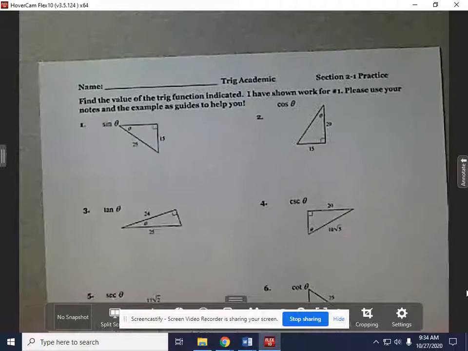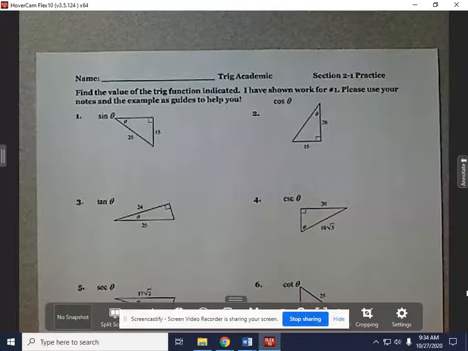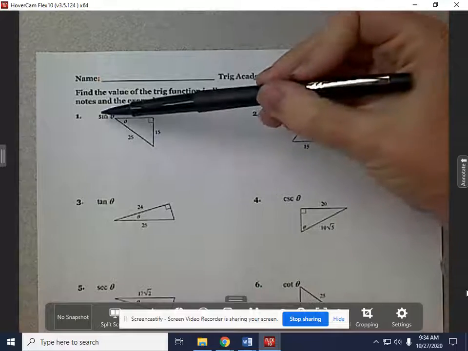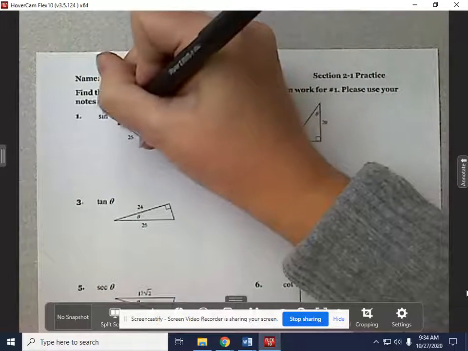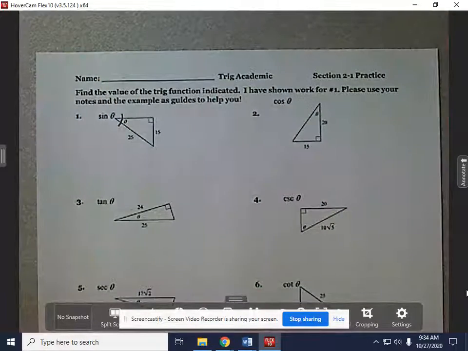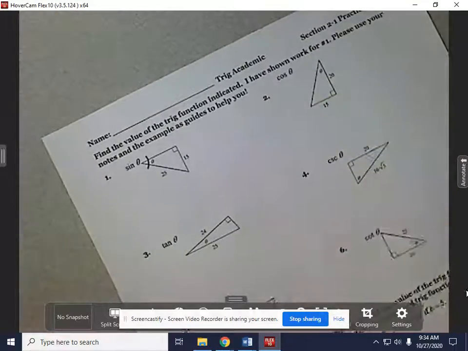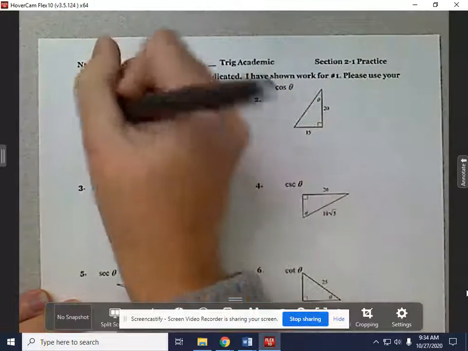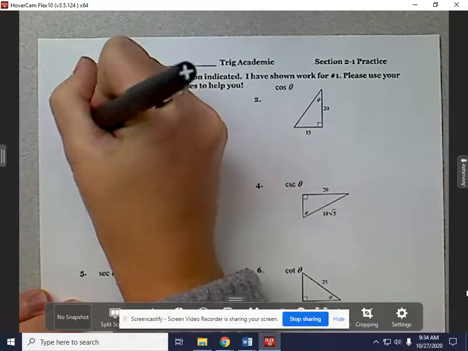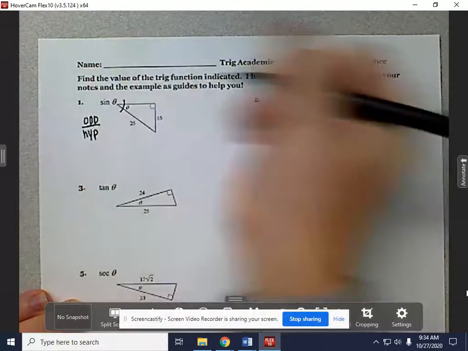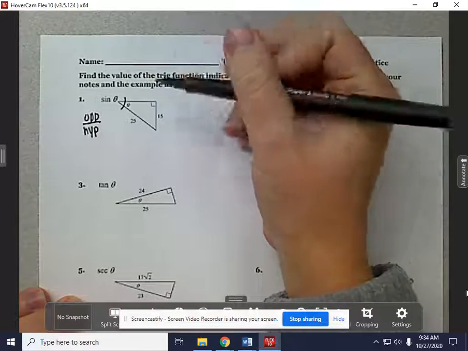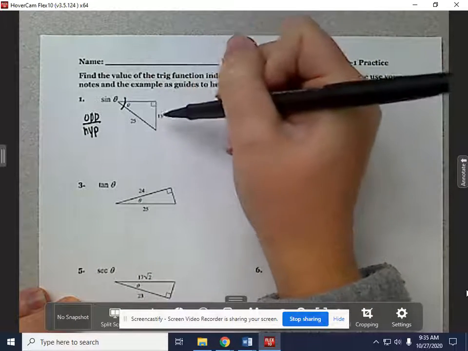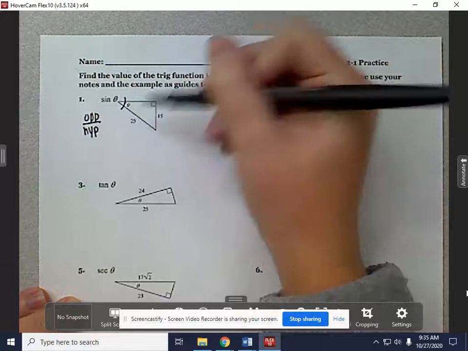So the main goal, sorry if it's a little blurry, is it's asking you to find sine of theta. So I look where theta is and it's right here. Sine, I'm just going to remind myself, is opposite over hypotenuse. So I just remind myself, what am I doing? Okay, from this, I'm going to find the opposite and I'm going to find the hypotenuse.